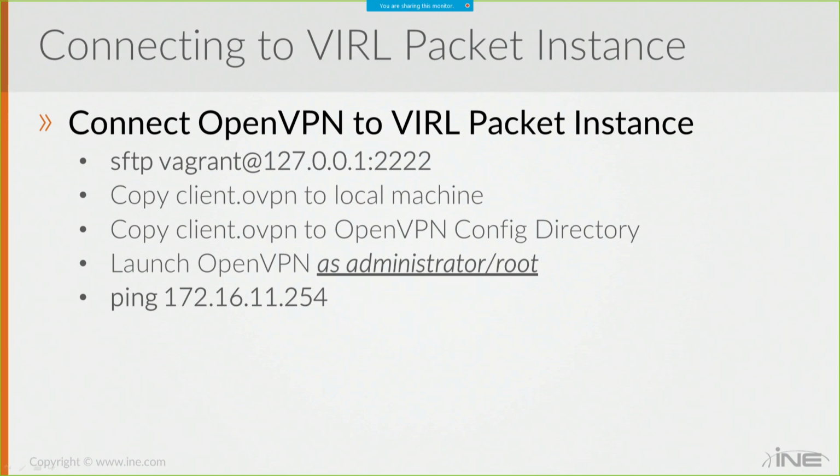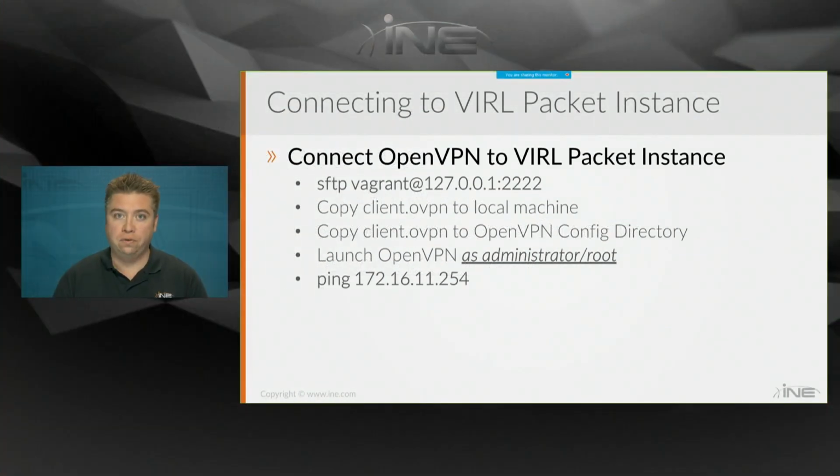But specifically here, the key is that the actual client file, which pre-configures what the IP address is of the packet.net instance, what the username and password is, this is auto-generated through the deployment process onto your Vagrant box.